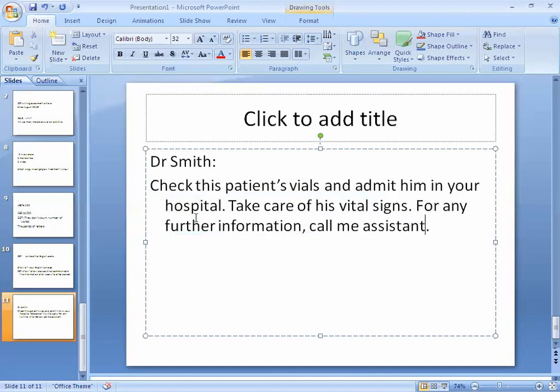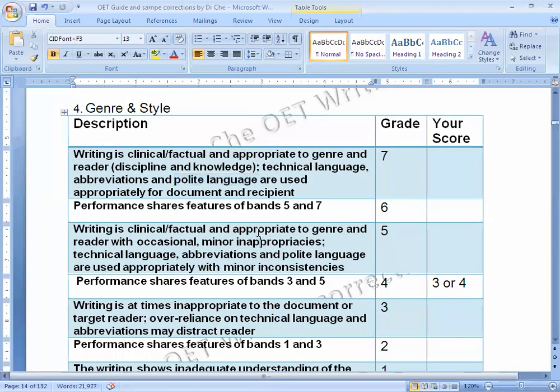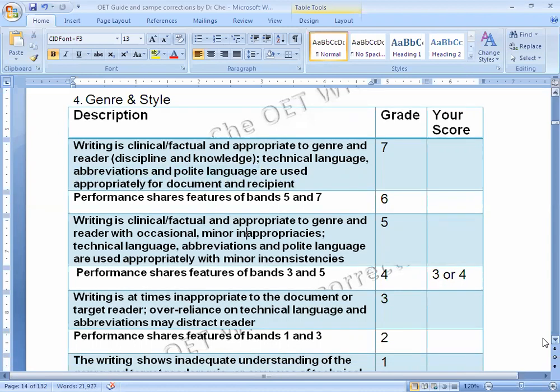Polite language would be: I would be grateful if you could monitor Mr. Smith's vital signs and admit him in your department. Please also monitor his vital signs every 2 hours. And if you need further information, and so on. This is polite language. We need to use polite language. There are many more things that we use for polite language. In OET we should use polite language, because many doctors and nurses are not very sensitive people. If your letter is impolite, these people will get angry. So you should use polite language according to the document and recipient. This is what we need in general style.